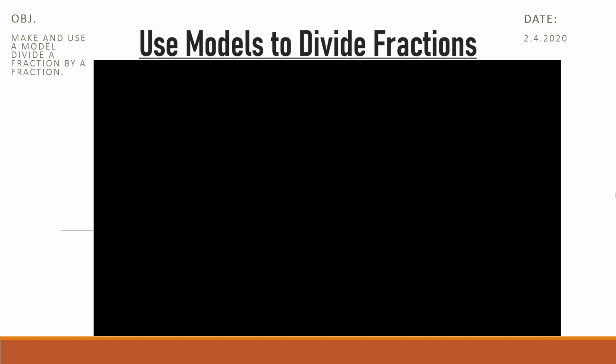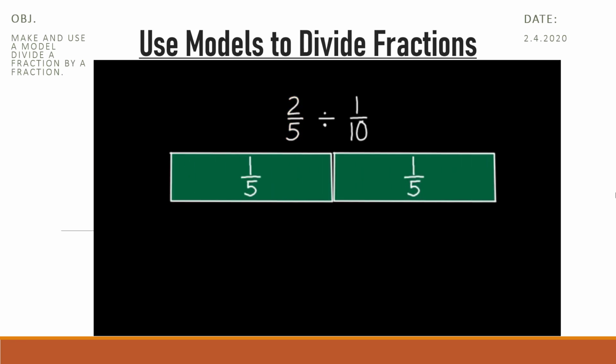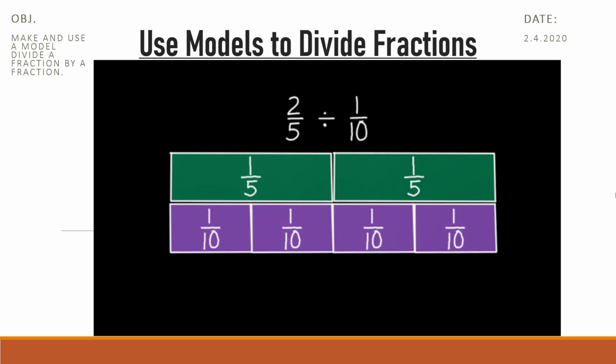Let's take a look at dividing fractions by modeling 2/5 divided by 1/10 using fraction strips. Our dividend is 2/5. We can model this by placing two 1/5 strips end to end. Since our divisor is 1/10, we'll place 1/10 strips below the two 1/5 strips. Continue placing 1/10 strips until they are equal to the length of the two 1/5 strips. We just modeled the divisor.